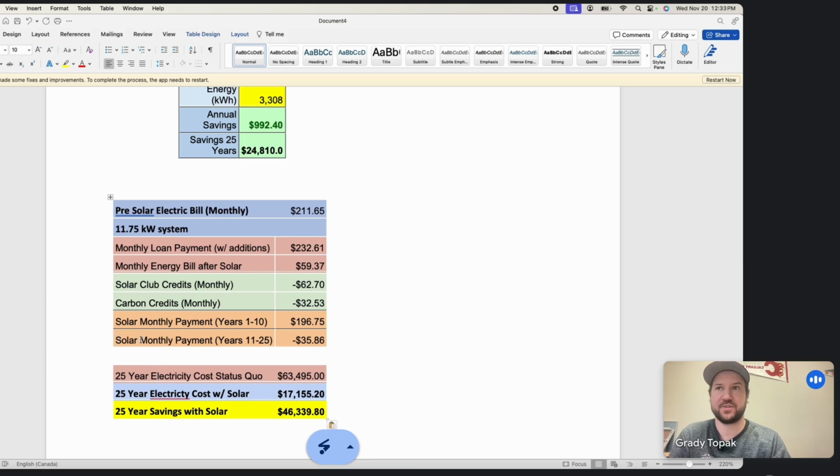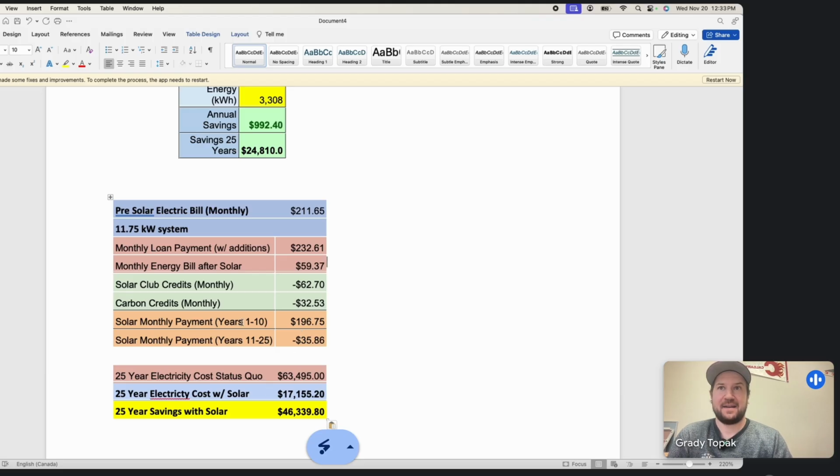And so you can see that I'm showing a solar monthly payment for years 11 to 25 actually in a credit position, where I'm making about $35 per month instead of paying. Now, this number is calculated by the monthly post-solar bill with the carbon credits and the Solar Club added in, which is what makes up this number here.